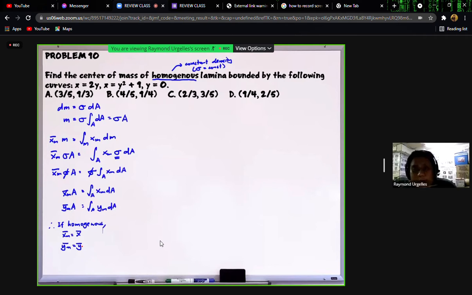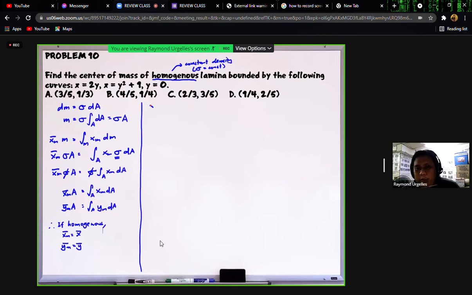So the center of mass coincides with the center of area, or the centroid. Okay, got it? The centroid of an area is the same as the center of mass. So when you see a problem like that, a homogeneous lamina, just solve for the centroid. And this is a parabola. This is a linear equation. So we can actually solve this without integration. We will start using integration, then the next one is without using integration.